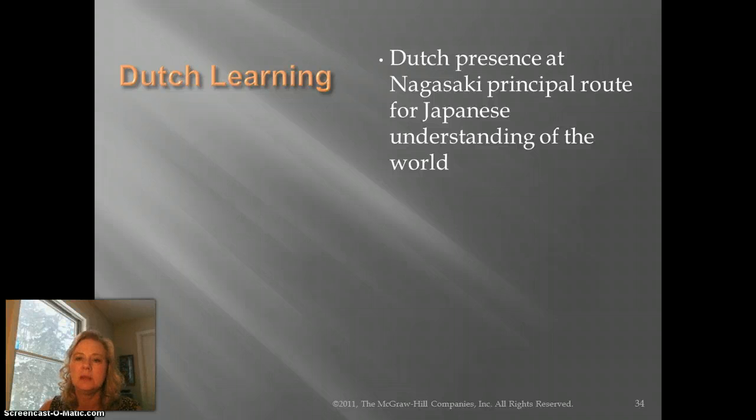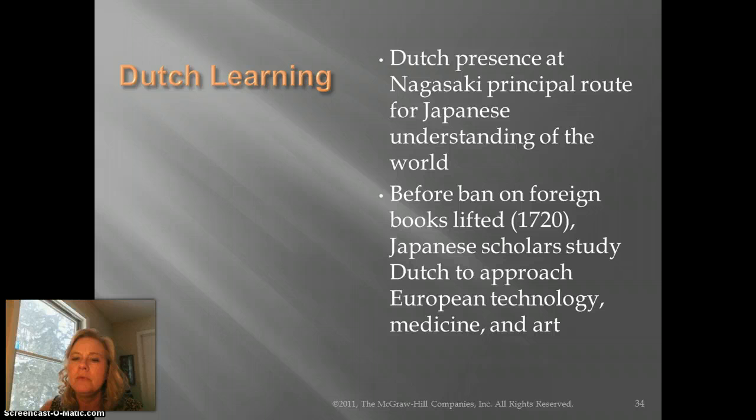Now, the final note here on Japan is Dutch learning. So the Dutch presence, the Dutch had created a relationship with the Japanese in Nagasaki, and this would end up being the principal conduit for the Japanese understanding of the world. Before the ban on foreign books was lifted in Japan in 1720, the Japanese scholars studied the Dutch approaches to European technology, medicine, and art.